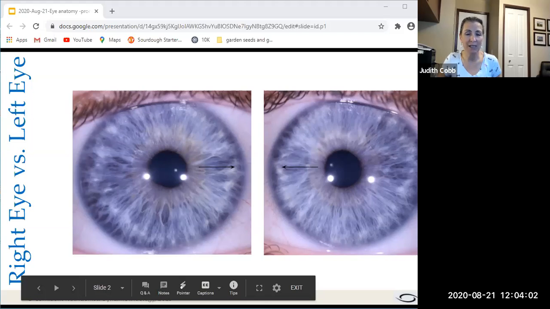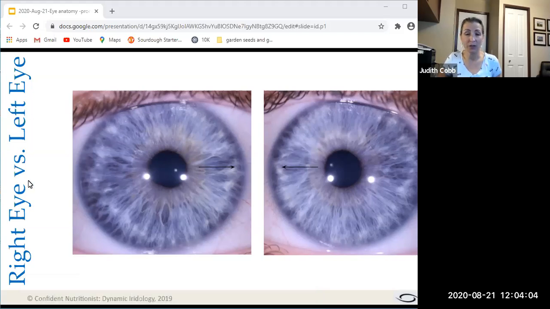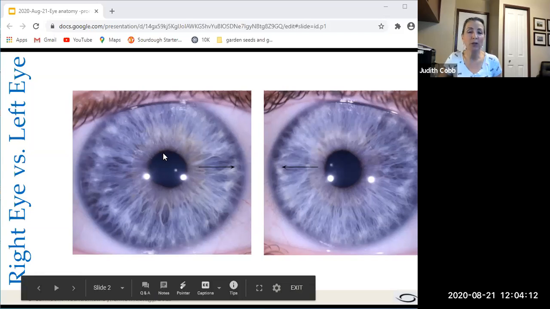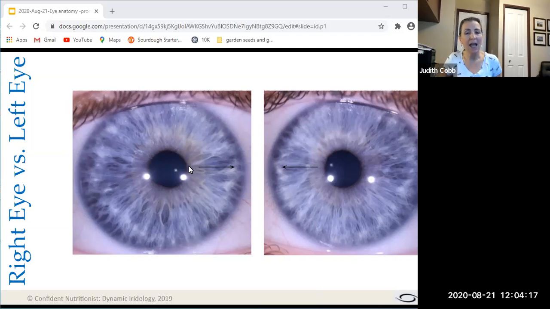So look closely at this. These pupils are not centered. And that's not because this person is unusual. It's not because this person has something weird going on. Nobody's pupils are in the exact center of the iris. They're always offset, and they are always closer to the nose than they are to the ear. So when you look at this iris and you see that this side of the iris is narrow, this side is much wider, the narrow side names the eye.